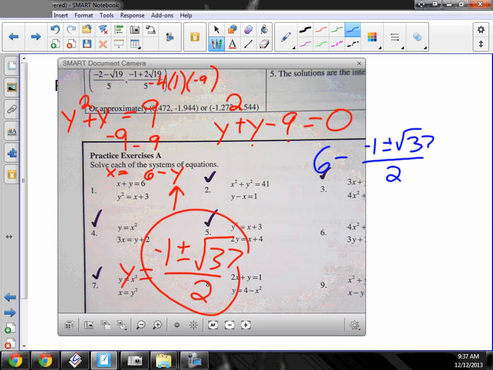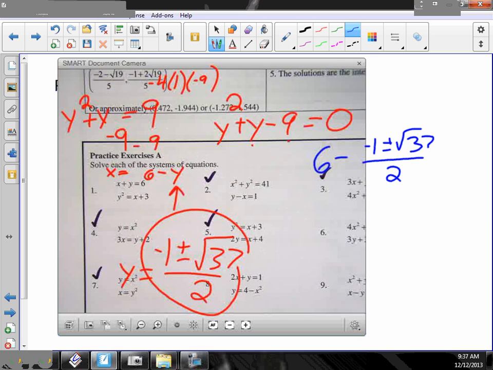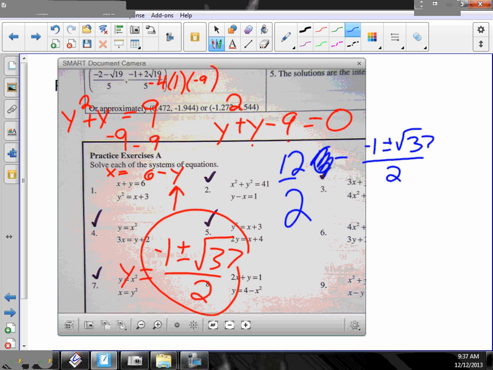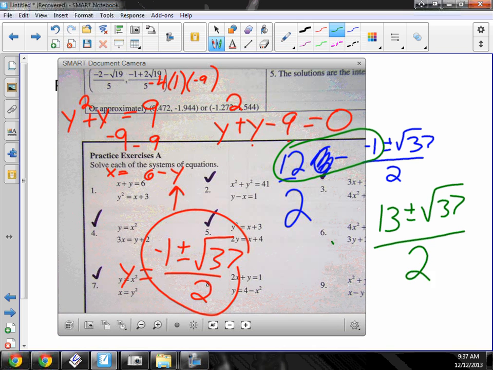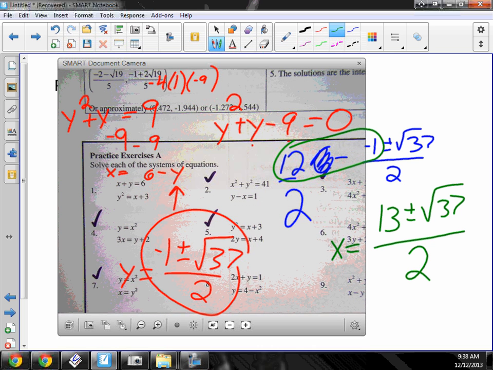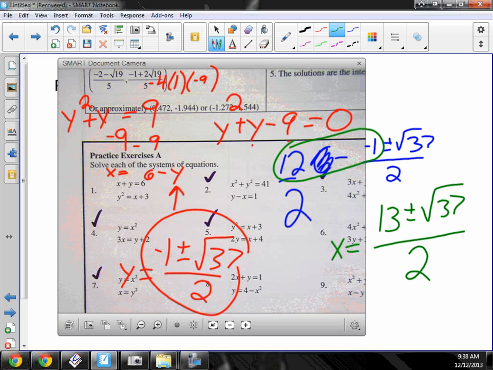What fraction do I need to turn it into? 12 over 2. So this becomes 12 over 2. And then it's easy. We have 12 minus negative 1. What is that? 13 plus or minus the square root of 37 over 2. Those are my x values. Now the nice thing is that's as hard as it gets. Okay, most of the other ones are a lot easier than that.